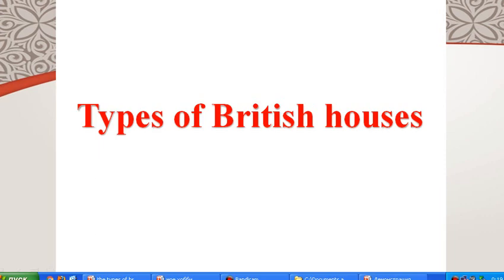At the last lesson, we spoke about architecture and about some architecture kinds. And today's theme is types of British houses. Write down the theme: types of British houses. Виды британских домов.